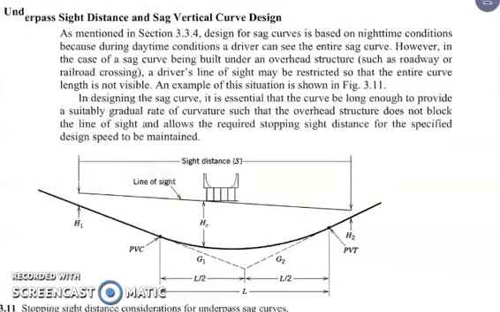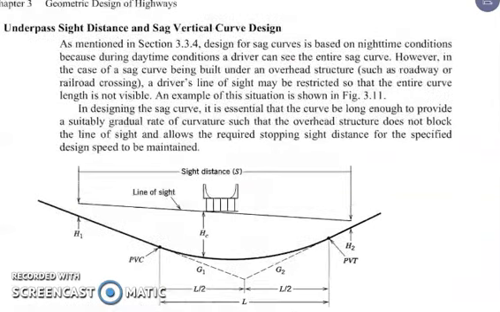Okay, let's move on to underpass sight distance and sag vertical curve design. So in our previous discussion, we learned that design for sag curve is actually based on nighttime conditions, since during daytime conditions, the driver can see the entire sag curve. However, in the case of a sag curve being built under an overhead structure such as an underpass, a driver's line of sight may be restricted so that the entire curve length is not visible.